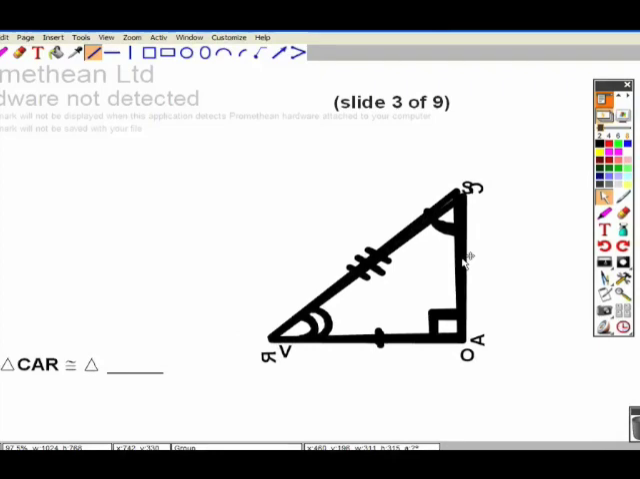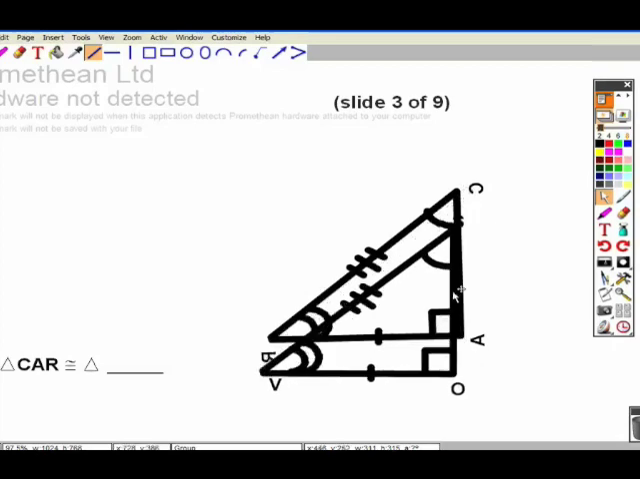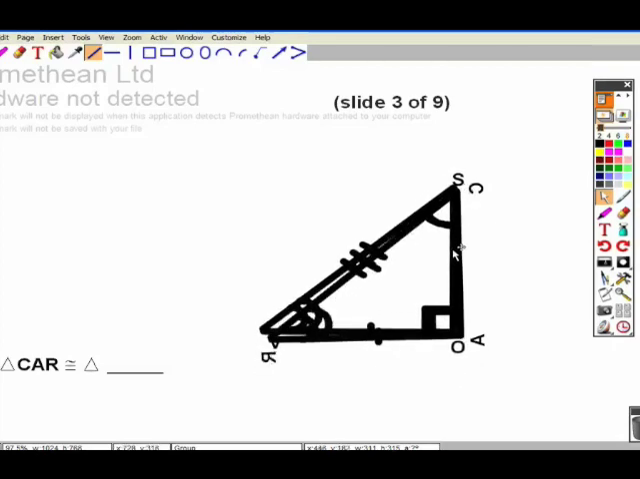By matching the angles together, we can also see how the corresponding sides match as well. CA, for instance, pairs with SO, like AR pairs with OV, etc.